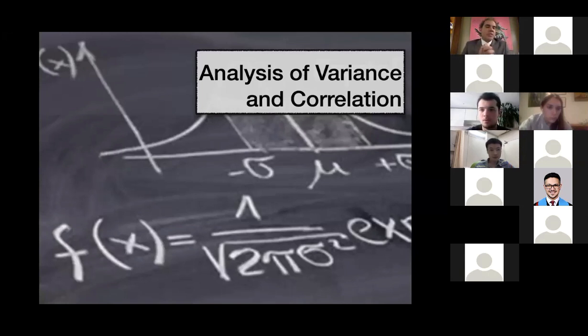So, today's lecture is analysis of variance and correlation. Wait, how do I pass this?